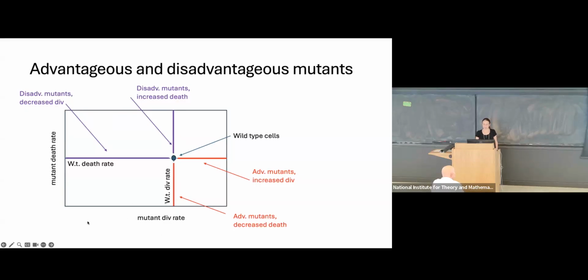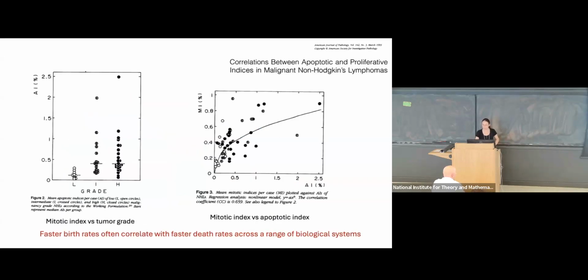Let's suppose that this is division rate, and this is death rate, and this is what the wild type is. Wild type has this division rate and this death rate. Compared to that, if a mutant has an increased division rate or a decreased death rate, it's advantageous. If a mutant has an increased death or decreased birth, it's disadvantageous. So on this two-dimensional parameter space, you can map out all the mutants.